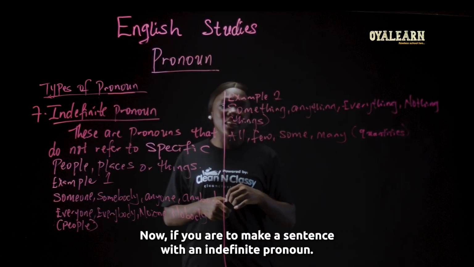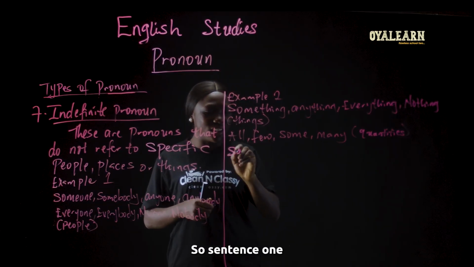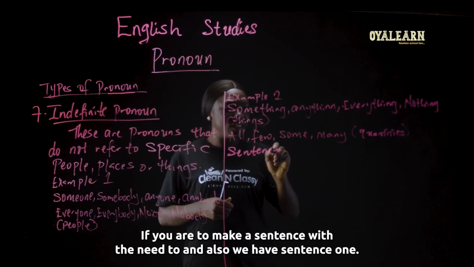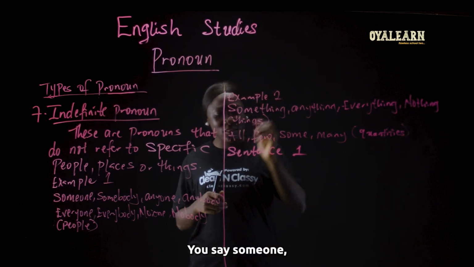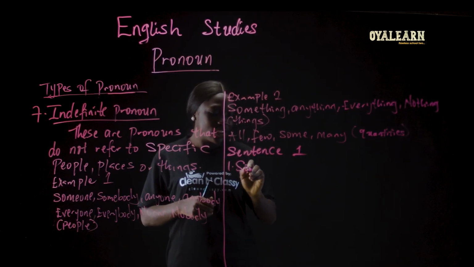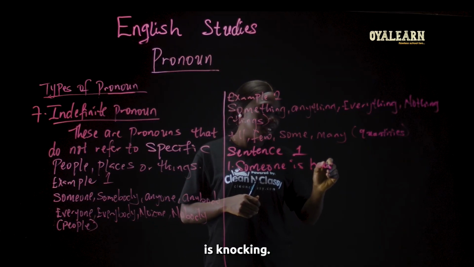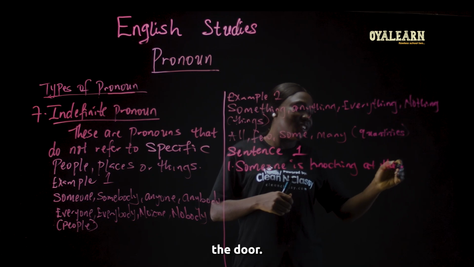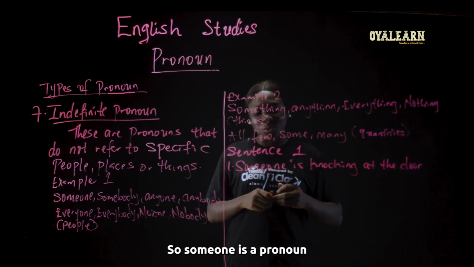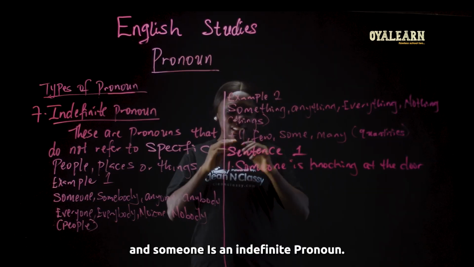Now, if you have to make a sentence with the indefinite pronoun, we have sentence one. You say, "Someone is knocking at the door." So someone is a pronoun, and someone is an indefinite pronoun.